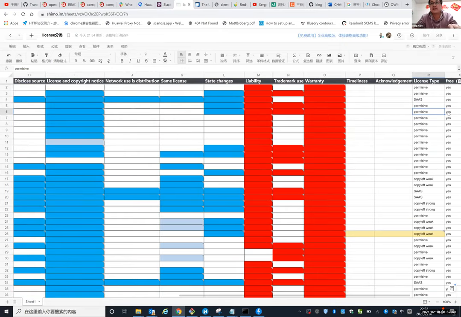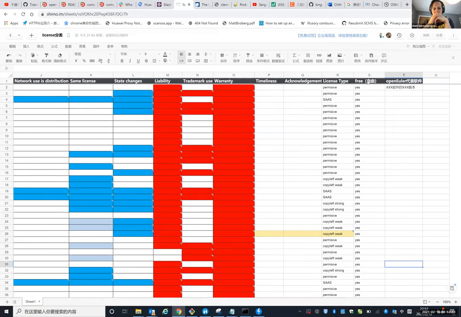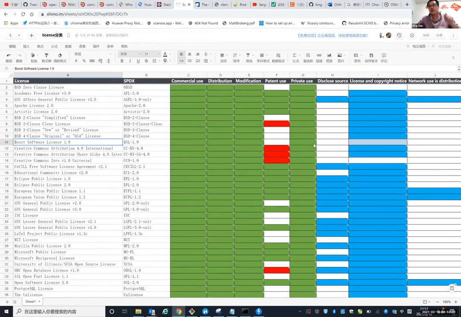This is the license type. You can say it's permissive, SaaS, copyleft, weak copyleft, and strong copyleft. And this is free, maybe approved by FSF or OSI. This is the list. I want to develop a tool, after the scan, to tell each developer or maintainer of the repo what their rights, obligations, and limitations are.